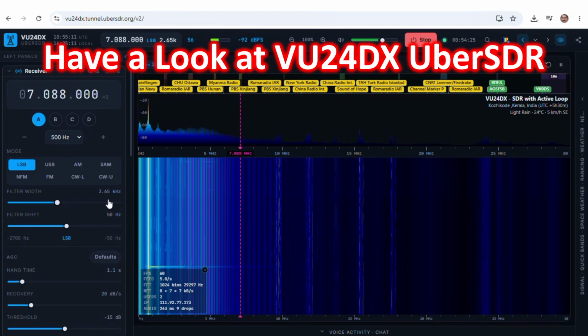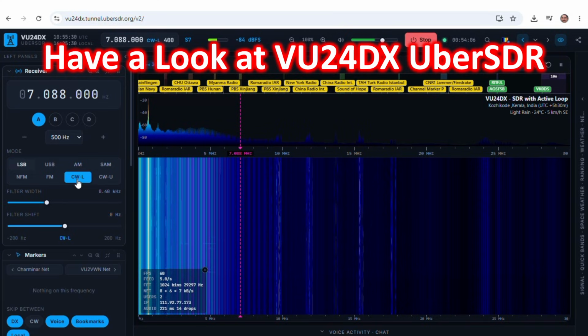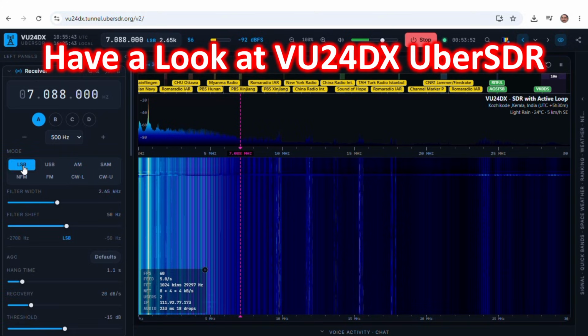There are filters here. 2.65 kilohertz is the filter when you are using SSB mode. For CW mode, maybe it will be different. Let me see CWL here. Of course, there will be a narrow bandwidth, and the copy will not be good. I just tried that. Here the filter is 2.65 kilohertz.